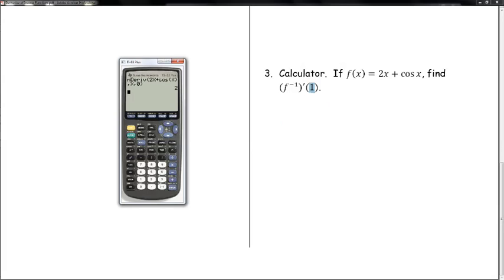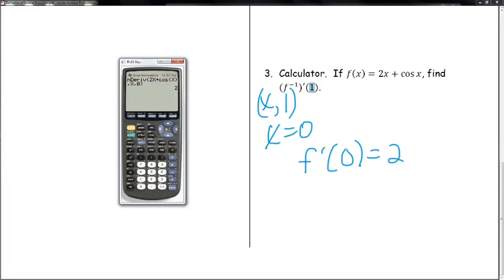Well, I want the inverse of that, so it's going to be 1 over what my m is. My m is 2. And so we're going to write, since we've been looking for my x-coordinate, we found that x has to be 0. And we found that f prime of 0 is equal to 2. The derivative of my inverse is going to be 1 over f prime of 0, which is 1 over 2.